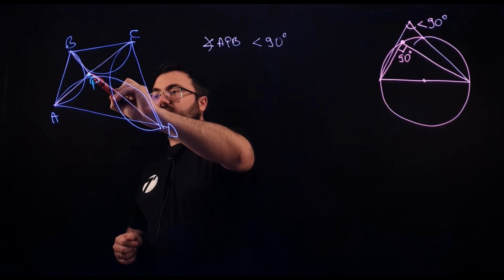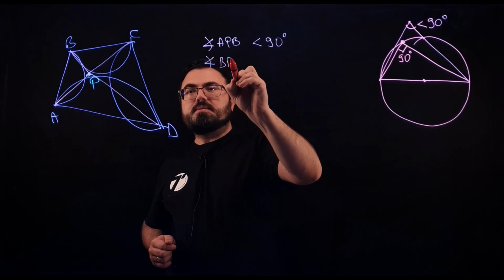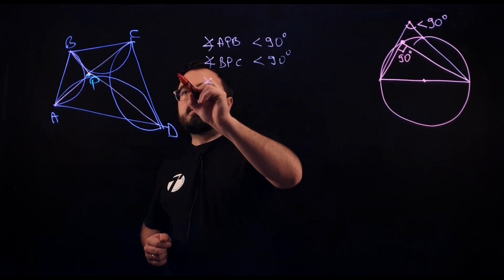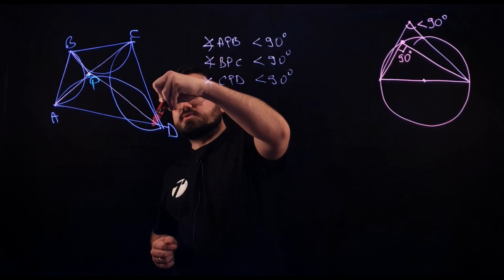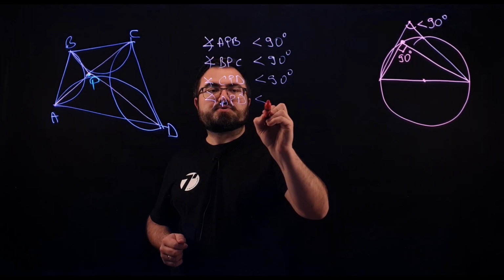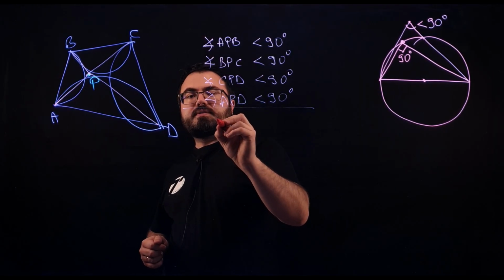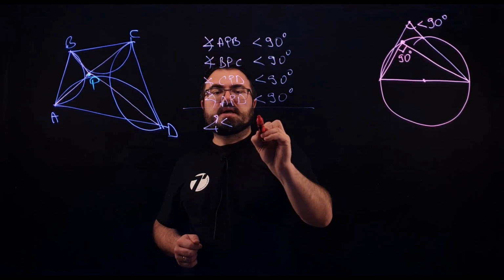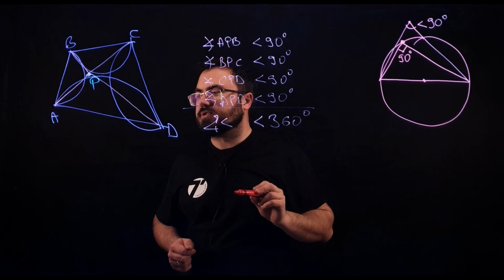In a similar way, because this point P is outside of the semicircle, it means that the angle BPC is also smaller than 90 degrees. In a similar way, the angle CPD is smaller than 90 degrees because P is outside of the semicircle, and also the angle APD is smaller than 90 degrees. When we draw the lines, the sum of all the angles around point P is smaller than 360 degrees. That is 90 plus 90 plus 90 plus 90, four times.